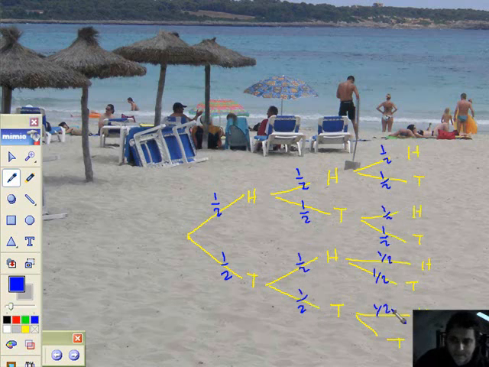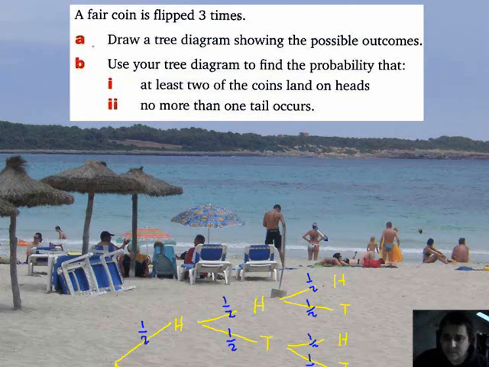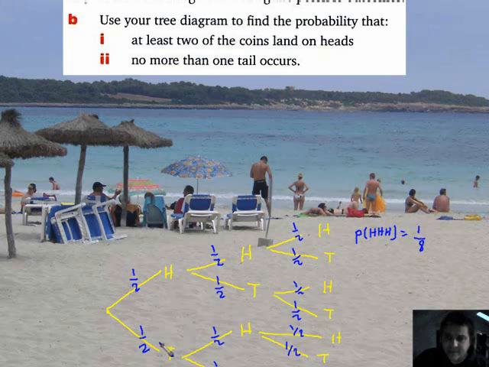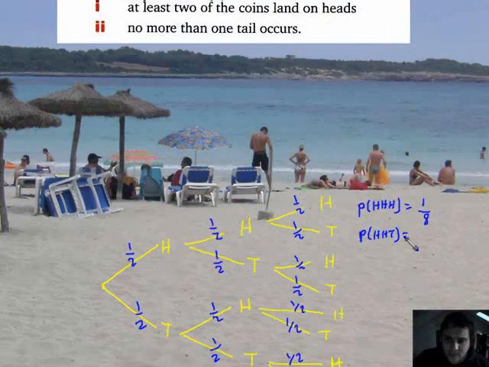But must make a good effort. Right, that's the tree diagram completed. I want to show all the outcomes. Well, here I go. The probability of getting three heads is going to be a half times a half times a half, 1/8. Probability of getting head, head, tail is again half times a half times a half, 1/8. All these are 1/8 actually.